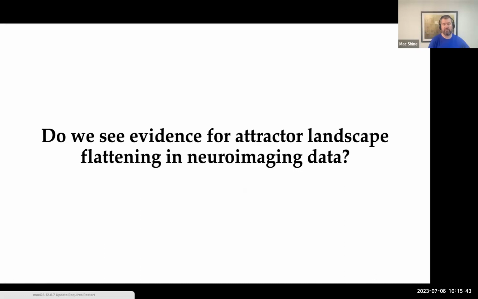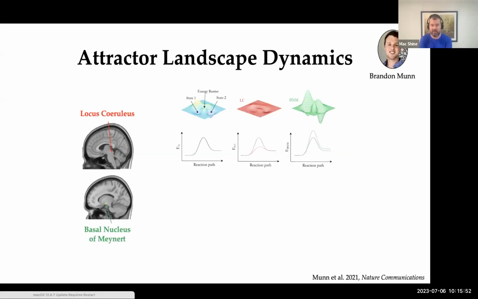So with all this in mind, a question then arises: can we find evidence for this in typical neuroimaging data? So the answer is yes, and the yes asterisk, because it's still an ongoing process. But I think we've found some really interesting hints in this direction with some experiments that I'll just quickly run you through now. So one experiment that we did early on was led by Brandon Munn, a really talented postdoc in my group.